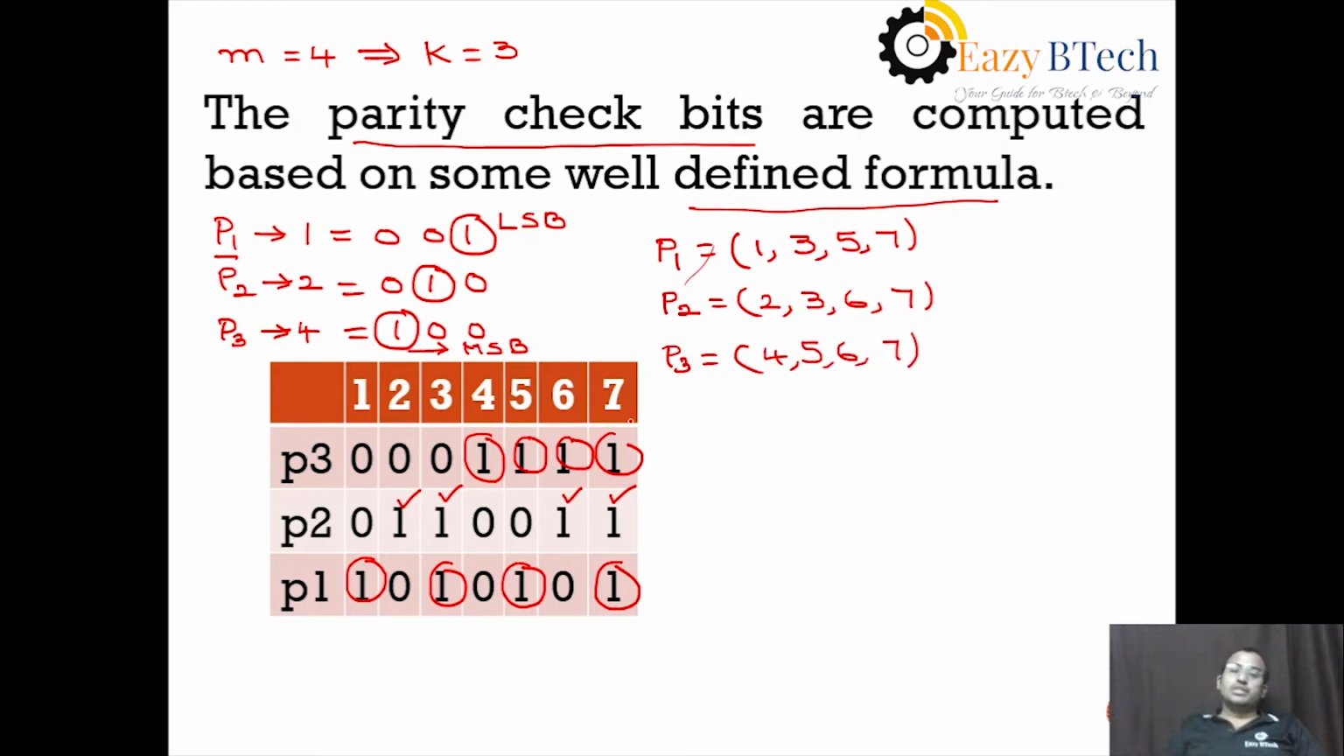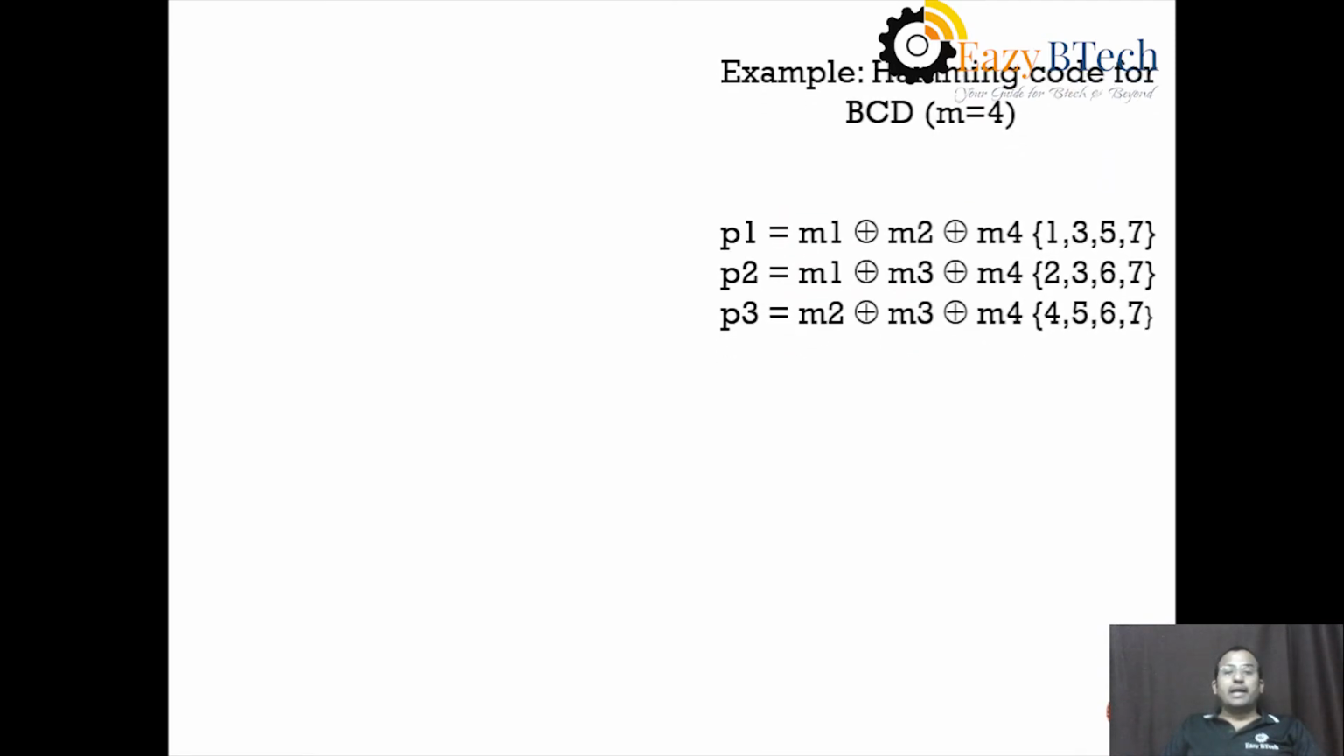So these are the positions we have to take, and by doing the modulo 2 sum between these positions, we will calculate the parity bit value. So for P1, for example, if you consider the BCD code, it will have 4 bits. To calculate P1, we have to do the XOR of 1, 3, 5, 7.